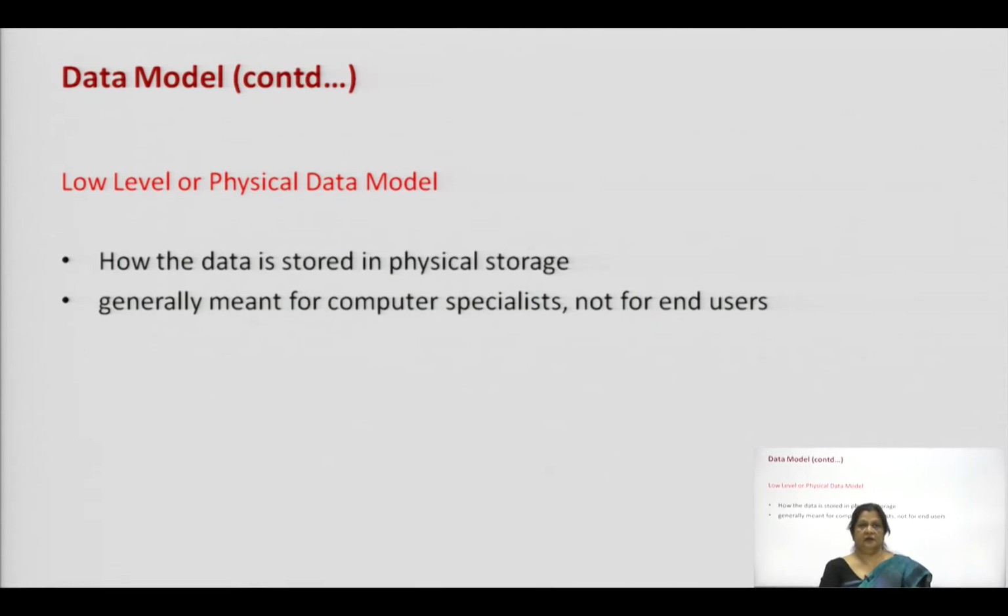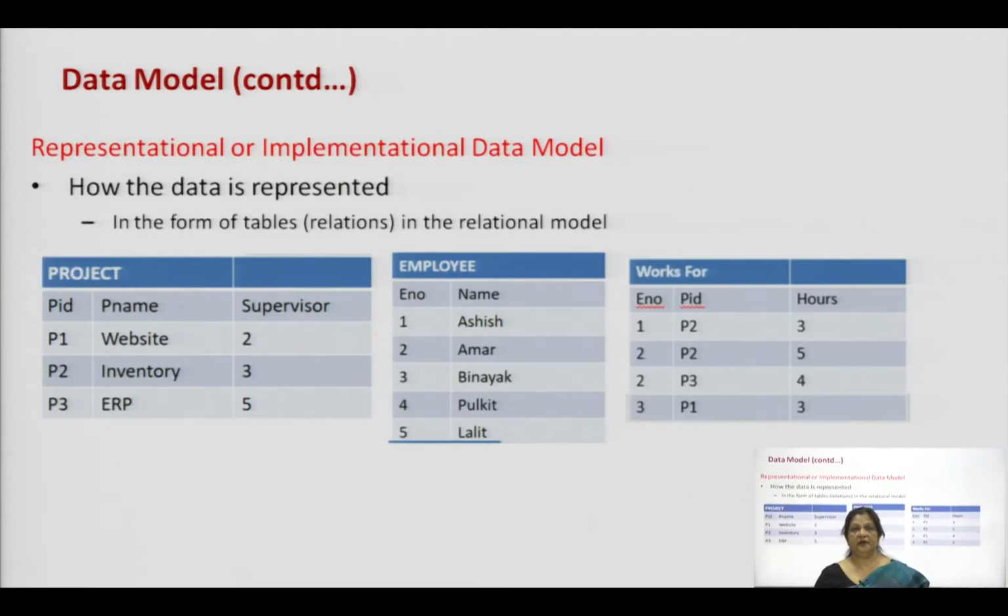The low level or the physical data model applies to how the data is actually stored in the physical storage, and it is generally meant for the computer specialists and not for the end users. It describes the storage of the data, the storage of the metadata, and the access paths and techniques for the data. The representational or the implementational model is concerned with how the data is actually represented, and the implementational model that we will study in the relational database management systems is the relational model.